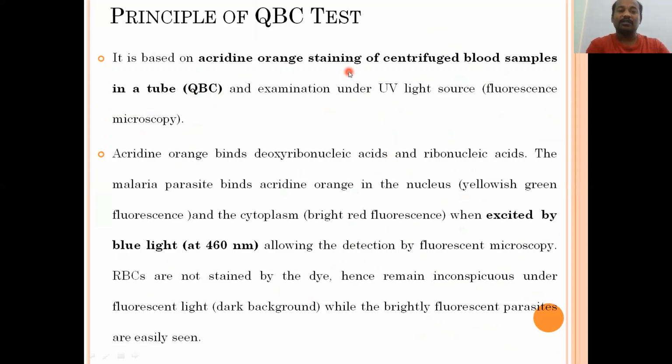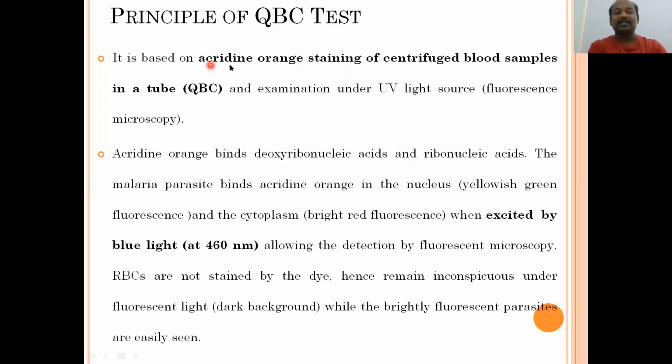You know one thing: all stains or dyes have the property of binding with materials. For example, if you pour any dye on cloth, it will attach permanently to the cloth. The same thing is happening in the QBC test. We are mixing the acridine orange stain or dye with the malarial parasite containing blood samples. This acridine orange will bind with the malarial parasite's nucleic acid and cytoplasm. It will show the color difference.